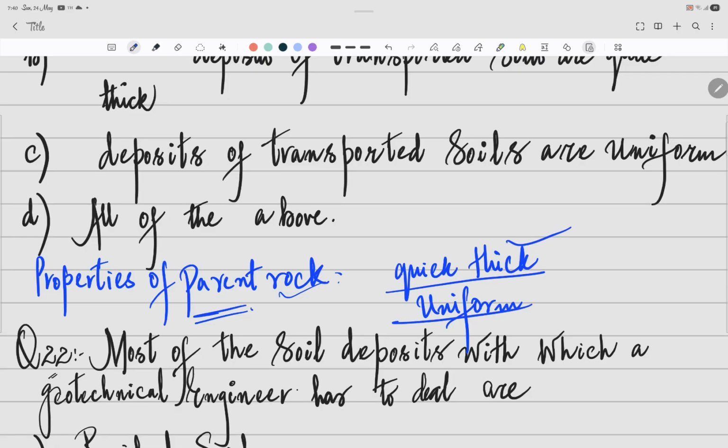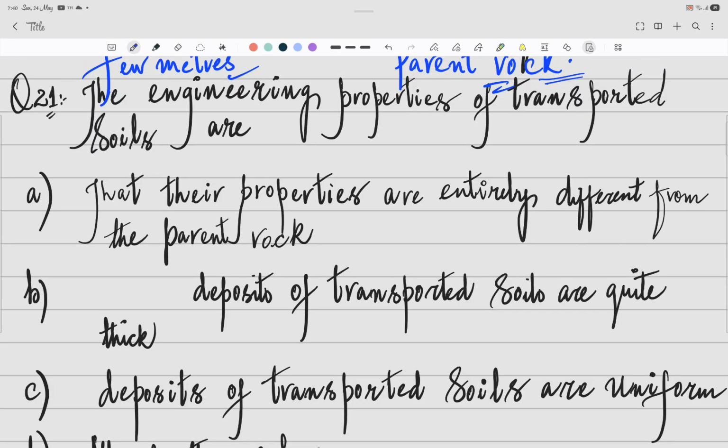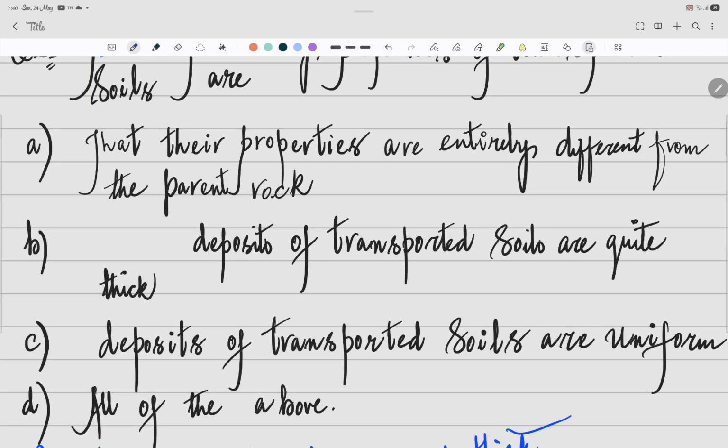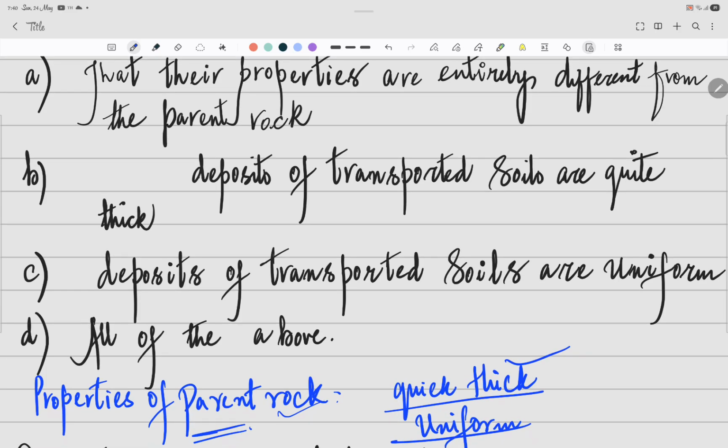All right, and most of the soil deposits with which a geotechnical engineer has to deal are not residual or sedentary soils, they are transported soils. So let's get back to the question and see which answer is feasible. The engineering properties of transported soils are that their properties are entirely different from the parent rock. Deposits of transported soils are quite thick. Deposits of transported soils are uniform. All of the above.